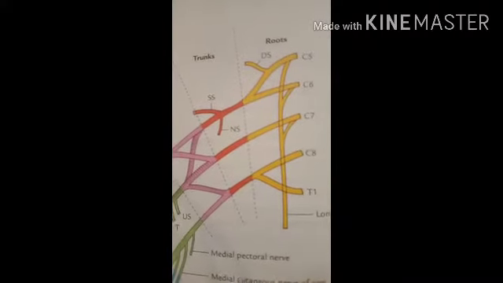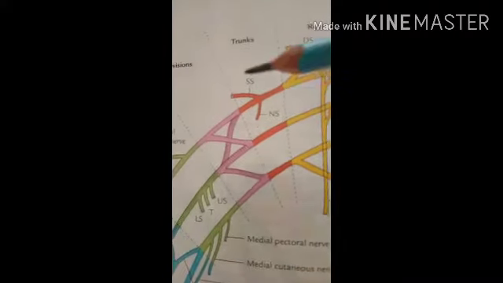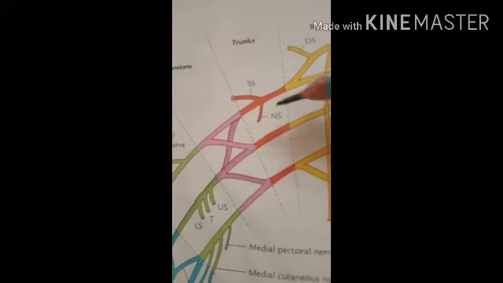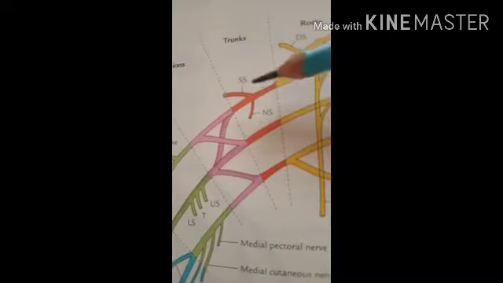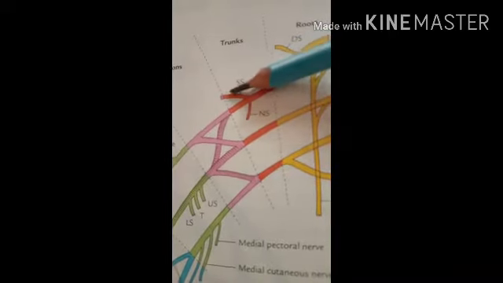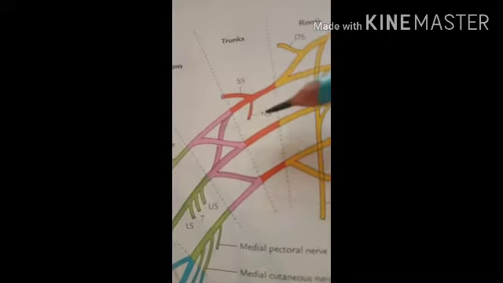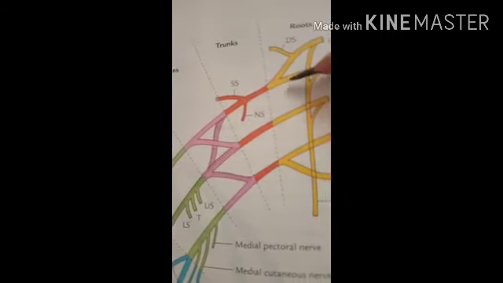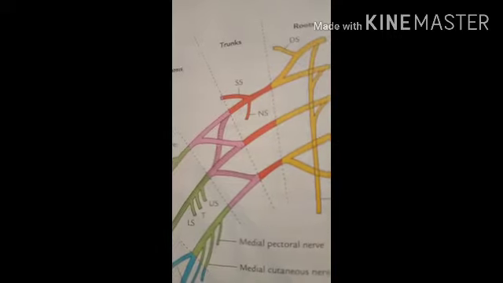After that, the branches of the trunk. The trunk gives only two branches, from the upper trunk. First is the suprascapular nerve, and second is the nerve to the subclavius, which originate from both C5 and C6.